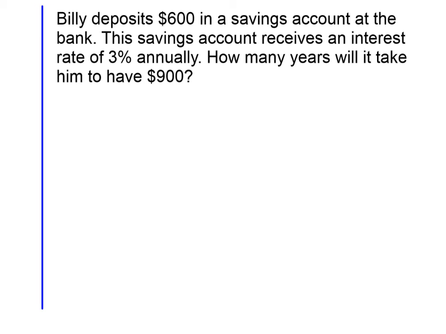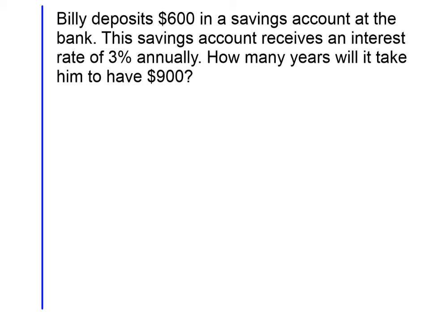In our last example, we're going to explore a word problem where we need to develop an equation that we can solve to answer the question. Billy deposits $600 in a savings account at the bank. This savings account receives an interest rate of 3% annually. How many years will it take him to have $900? So let's start to develop this problem.